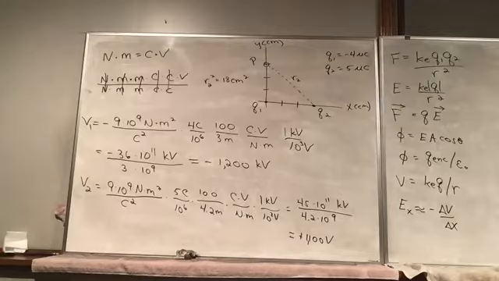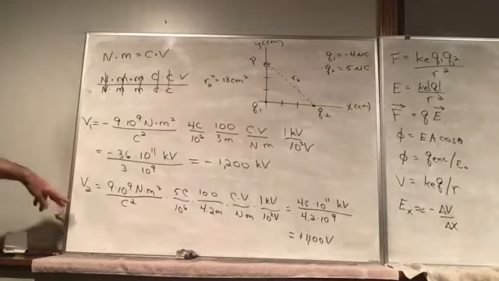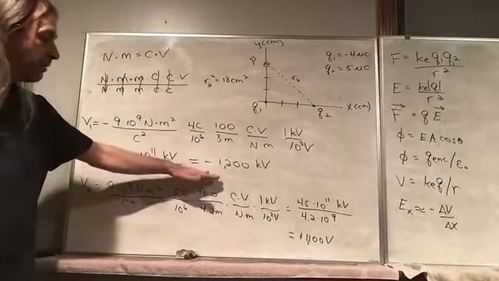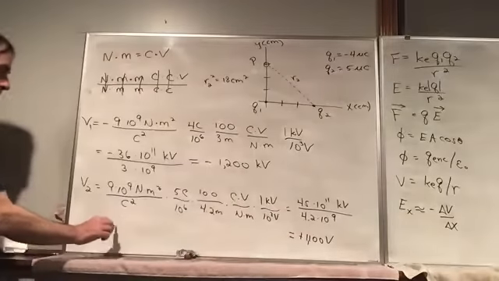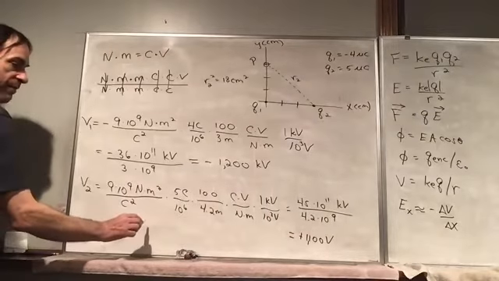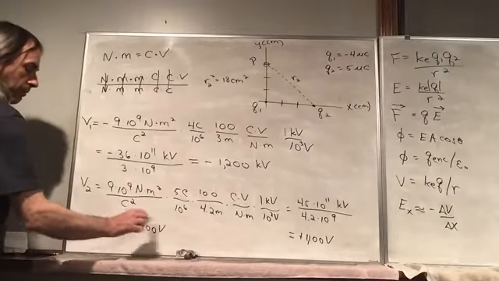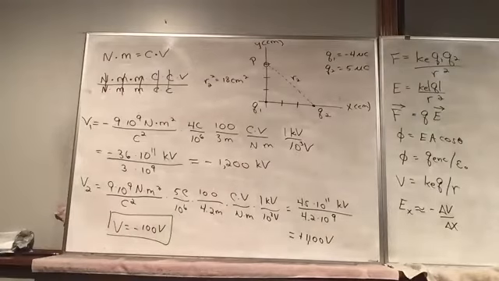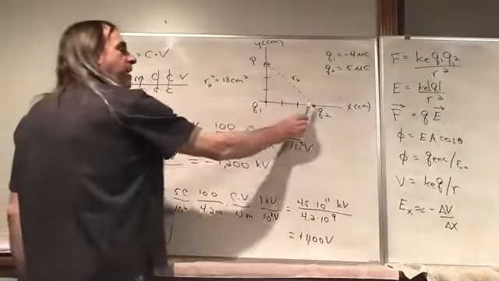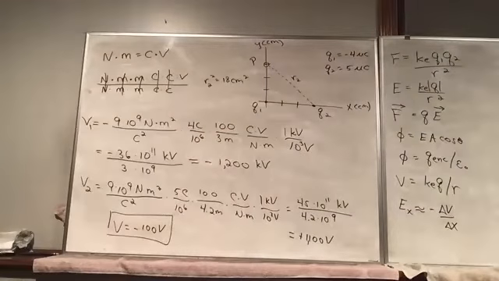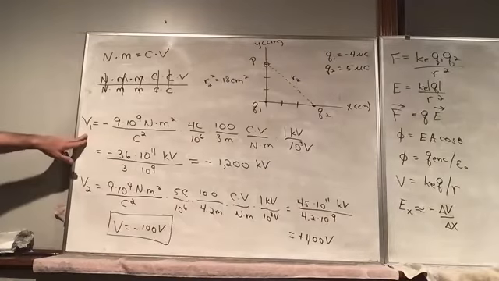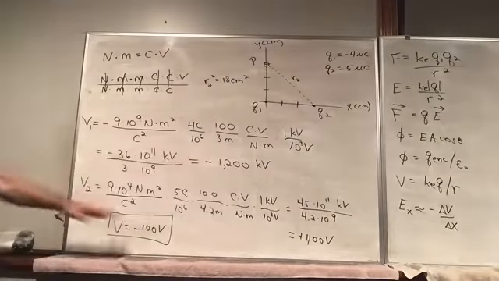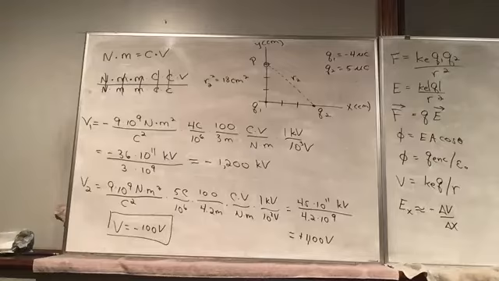And so now if we add these two, V1 and V2, minus 1200 plus 1100, we have minus 100 volts at that point P. So we have a positive charge and a negative charge. At that point, they nearly cancel each other out. If you look at V1 by itself, 1200 in magnitude. So the resulting potential at that point is much smaller.